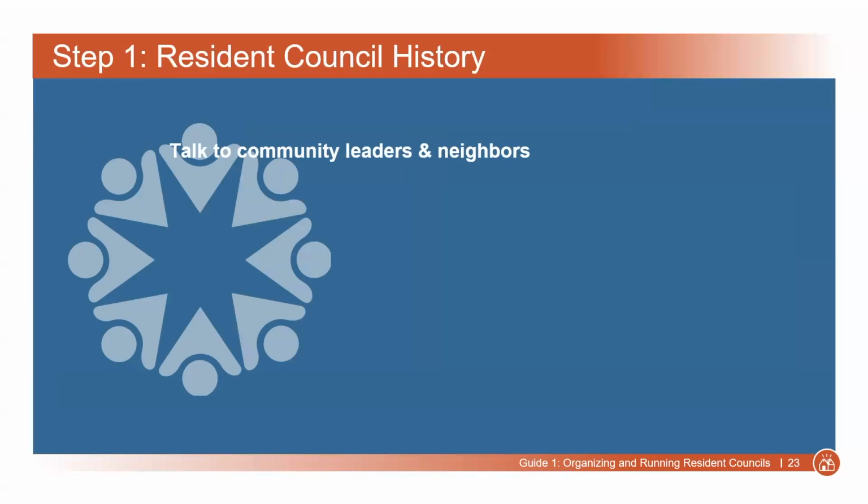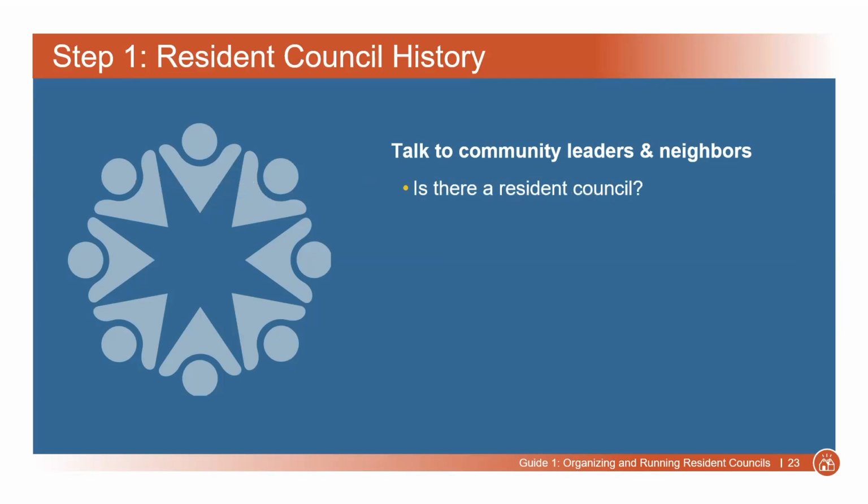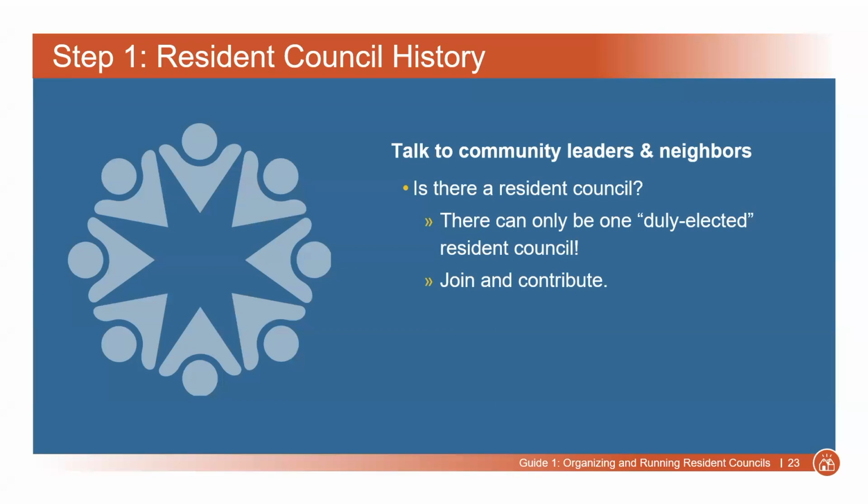Step 1, learn any resident council history. Is there a resident council? Find out if there is or was a resident council by talking to community leaders and your neighbors. The housing agency can only recognize one resident council at a property at a time. So if there is already a duly elected resident council, you will need to work with the existing organization rather than create a new one. If that council is not very active, you may be able to join and contribute.